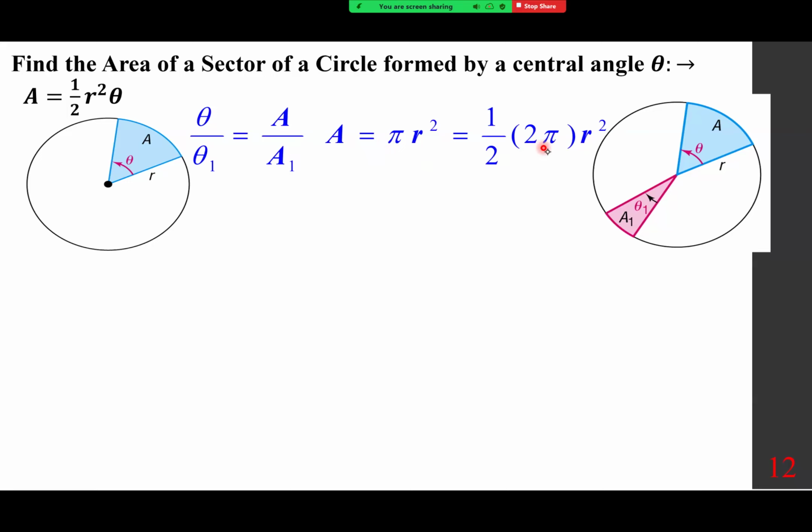Because remember, for a circle, what is 2 pi? A complete revolution. What if it's not? So just put the theta. If it's not 2 pi, what do you put in? Whatever the angle is.